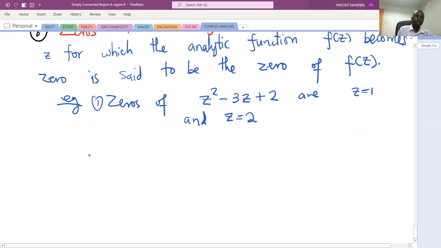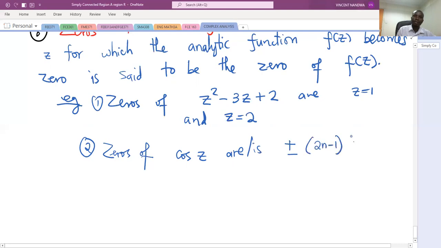And then number 2, the zeros of the function cos Z are plus or minus (2n minus 1) times pi over 2, where n runs from 1, 2, 3, etc.